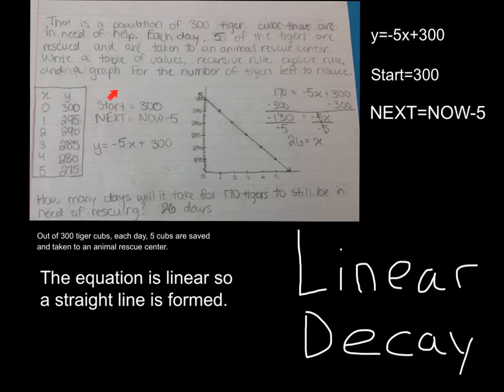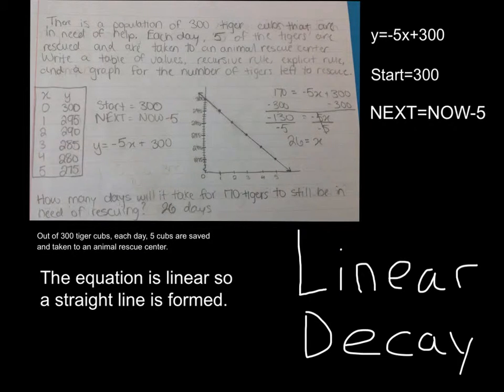This is the graph. There are 300 tigers at the start, and each day 5 are rescued. So that takes away 5 from the main amount of tigers still needing to be rescued. So all I have to do is subtract 5 from the current number to get to the next number. So 300 minus 5 is 295, 295 minus 5 is 290, and on and on.